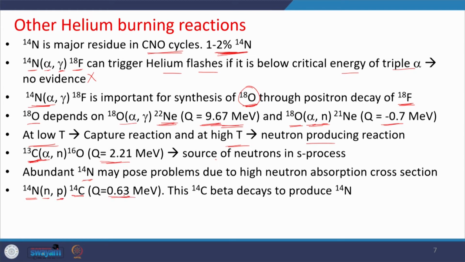And this C14, carbon 14, undergoes beta decay to produce again nitrogen 14, and this nitrogen 14 again can absorb neutrons. All right? And here you can see the production source of carbon 13.